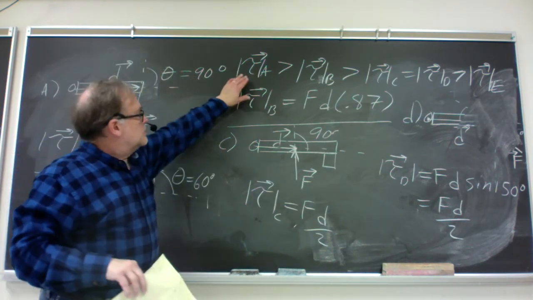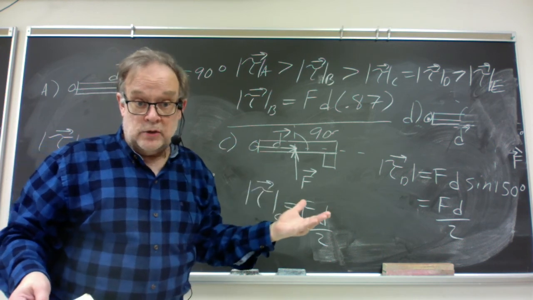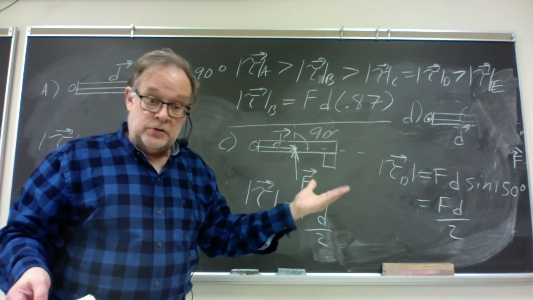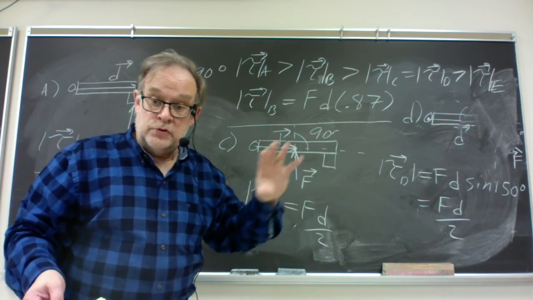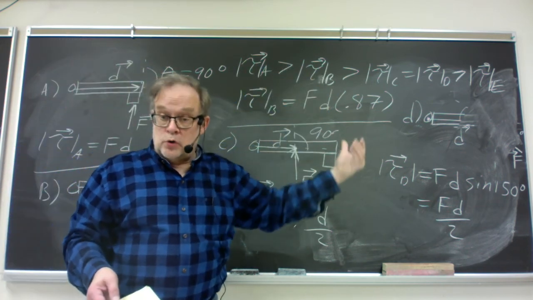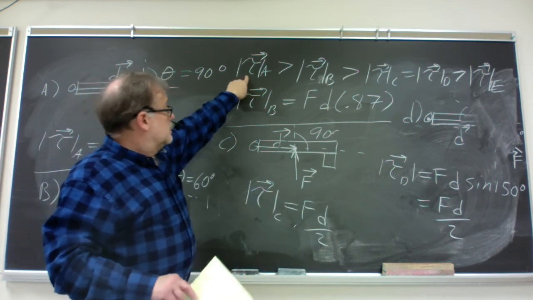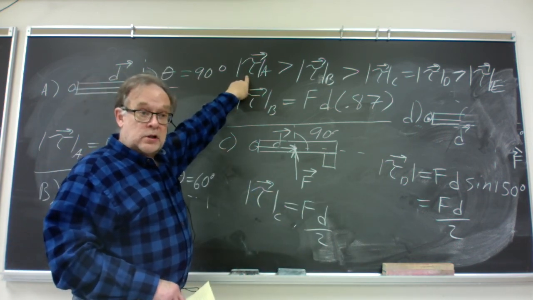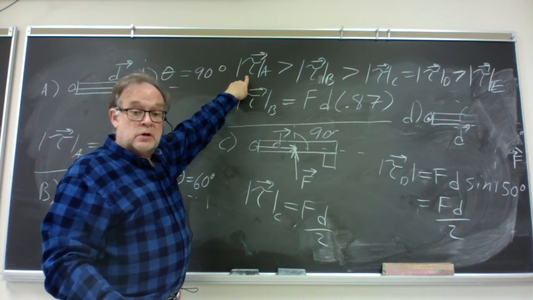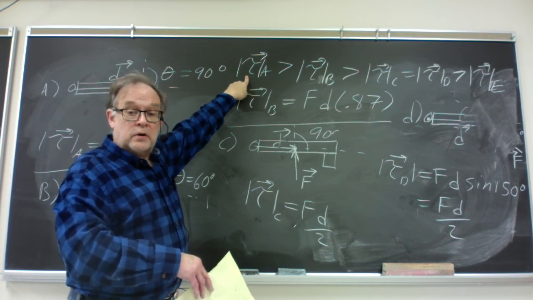So you get the strongest torque, and since torque causes angular acceleration, you have the same sort of thing as you have with Newton's second law. Stronger net force gives you stronger acceleration, and in this case, stronger net torque gives you stronger, bigger angular acceleration. So this gives you the most angular acceleration. In other words, it's the easiest and quickest way to make the door start rotating and open the door.